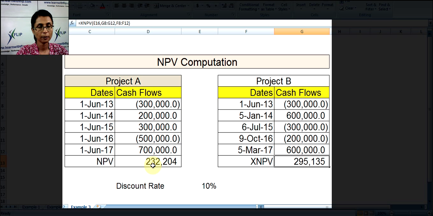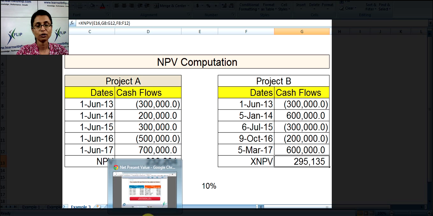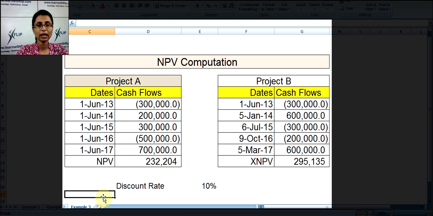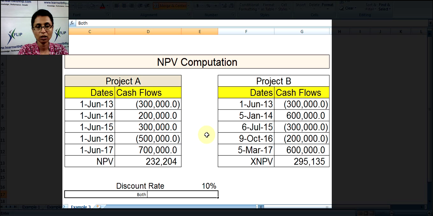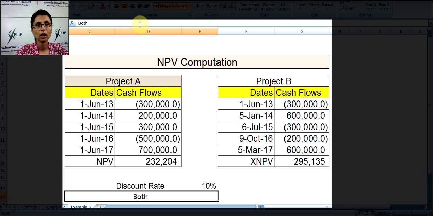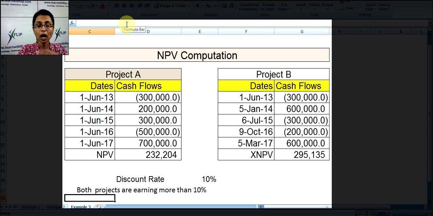Now what we see here, what is our understanding, is that both of these projects have a positive NPV. Correct? So, first of all, our first lesson, if we were to write it down, let me increase the font size here. Both projects are earning more than 10%. However, project B has a higher NPV. Therefore, it is earning more than project A.